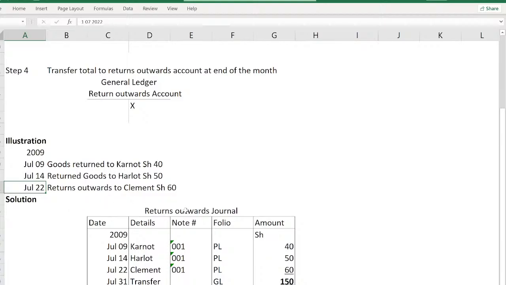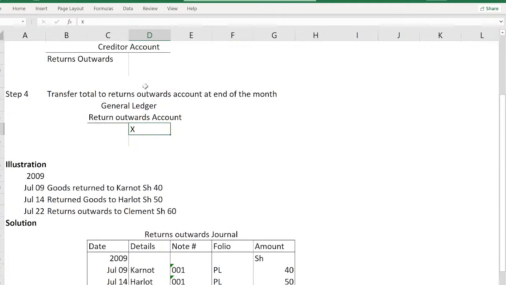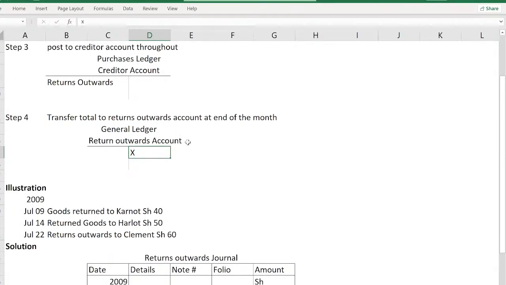So the solution is the same way, we have to have this title returns outward journal. So we start with the date, details, note, folio, and amount. So July 9, the details is goods returned to Cannot, so shilling 40. Then July 14, return goods to Harlot for shilling 50. We have July 22, returns outward to Clement, so for 60. So the total, we are going to transfer the total to returns outward account. So transfer to returns outward account will be 150 shillings, and which will be credited. So we are going to credit that.